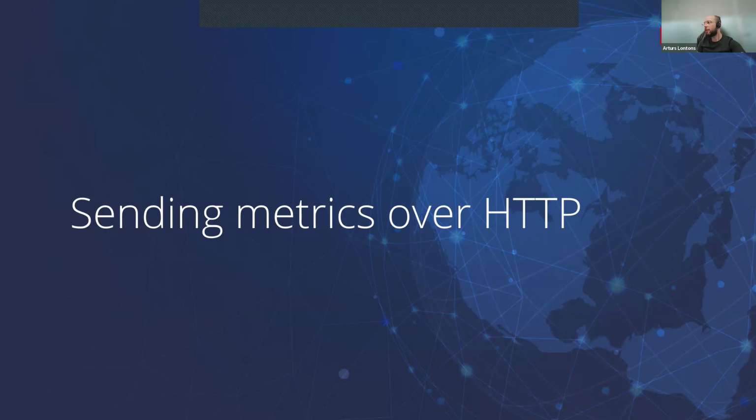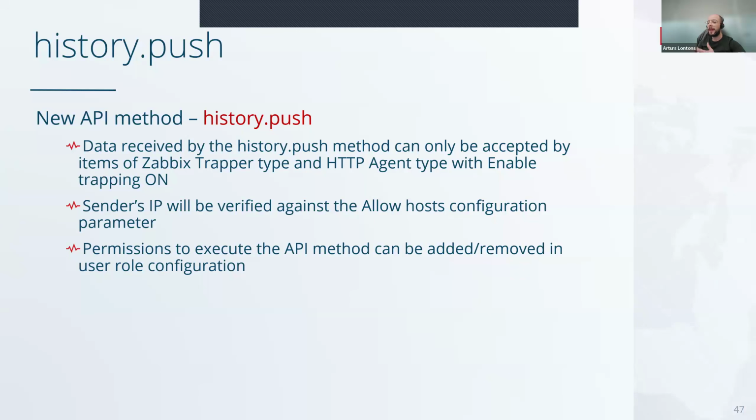Next up, a request that we've seen appear from time to time: being able to send metrics over HTTP. To enable this, we have introduced a new API method, history push. The history push API method can be used to send metrics to Zabbix trapper items or HTTP agent items with the enable trapping setting configured as on. The sender's IP address can be verified against the allowed hosts configuration parameter, where you can specify which IP addresses you can receive metrics from. And since this is a new API method, you can configure permissions for it in your user roles.